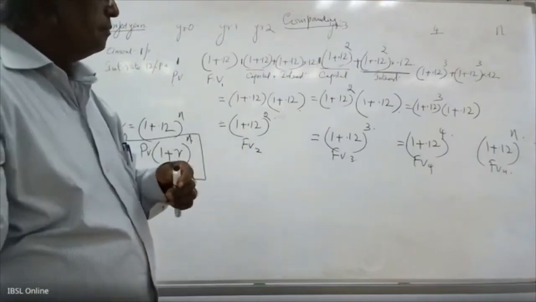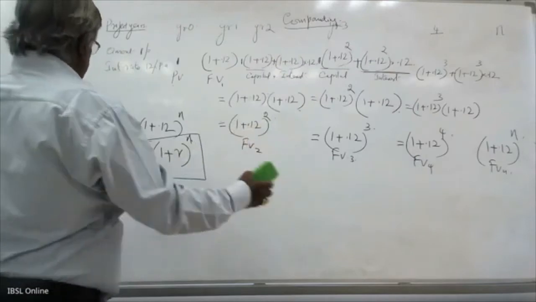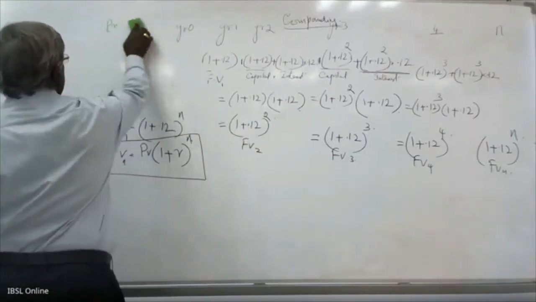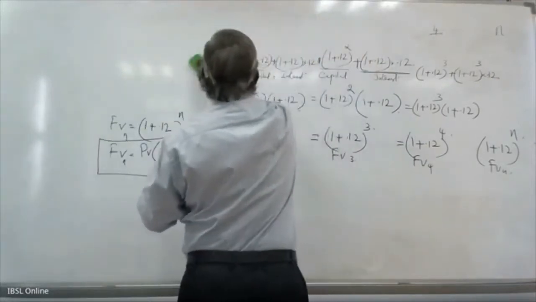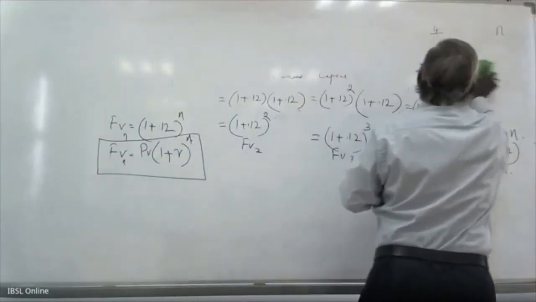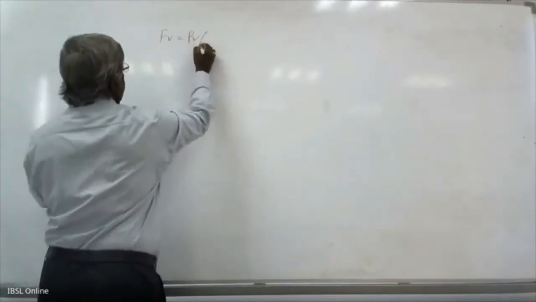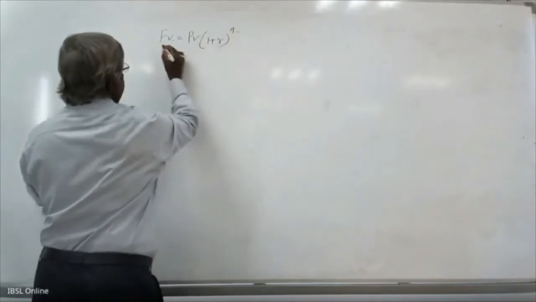I will erase this now. Future value is equal to present value into 1 plus r to the power n. This is the compounding formula.